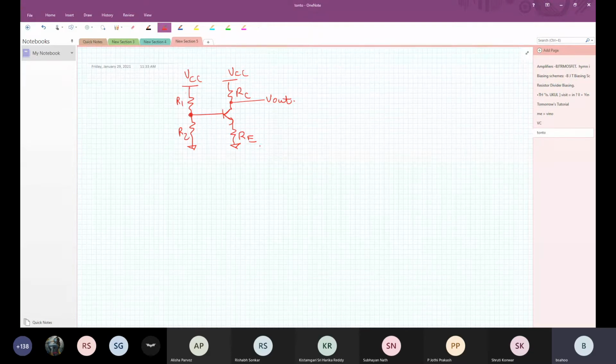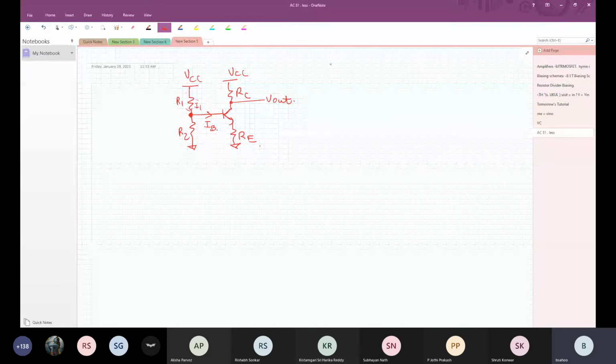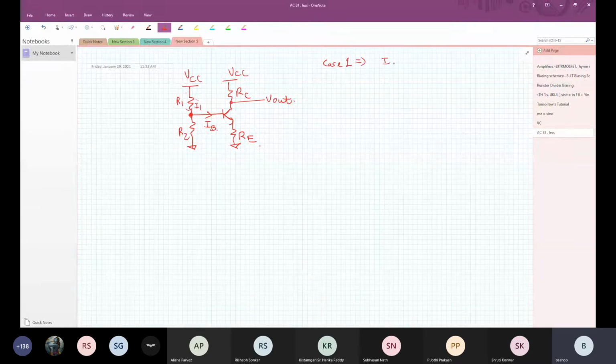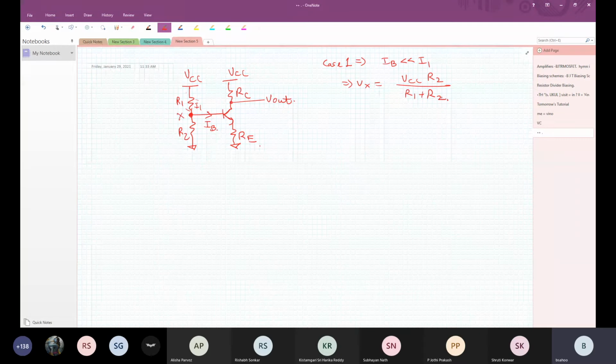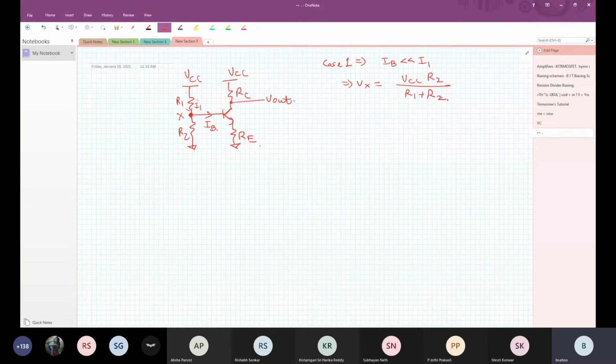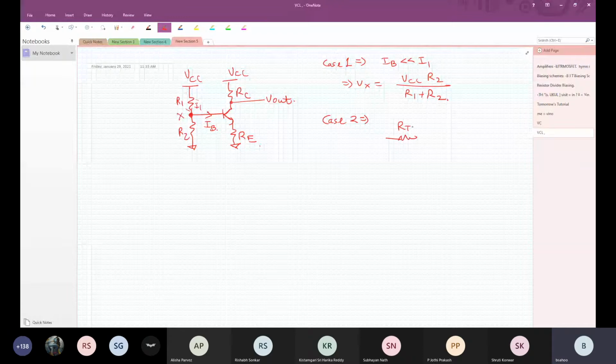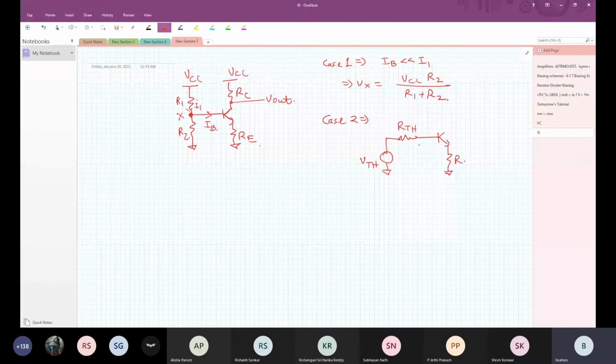Okay, so now again, when we are trying to solve this, we'll have two cases to solve. So here it is I1 and here it is IB. Again we'll have similar case 1, in which IB is much smaller than I1, then it simplifies and you can obtain Vx equal to VCC times R2 divided by R1 plus R2. This is very straightforward. If not, then you go to case 2, where you redraw with RTH and VTH, and you draw this amplifier like this, because you have to find this IB.